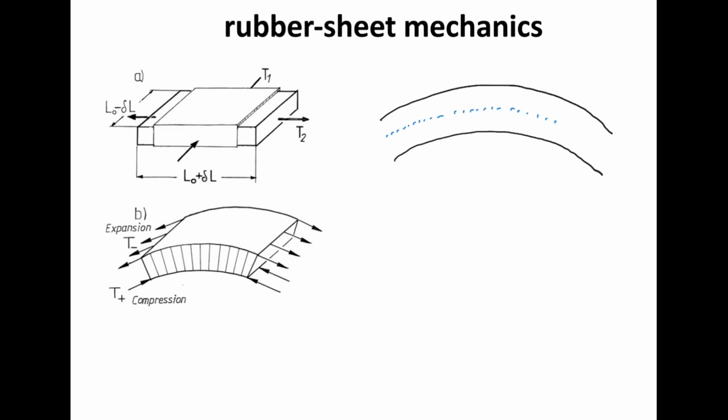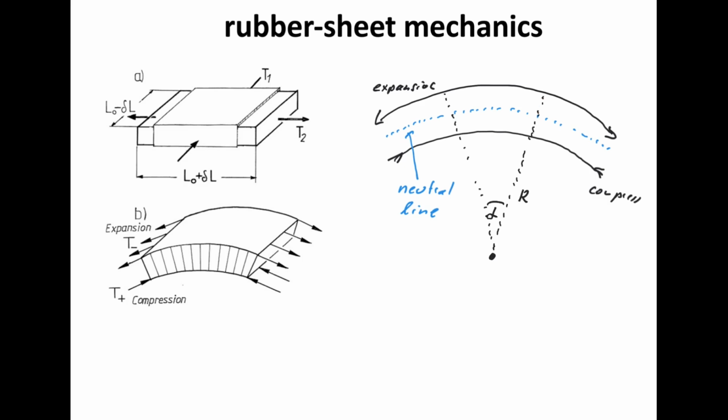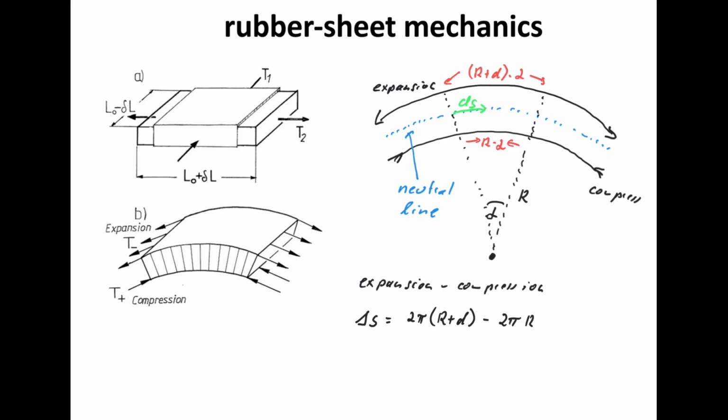Now, to make this a little bit more quantitative, let's assume we have a sheet of thickness d, small d, and that we bend with a radius of curvature, capital R. Now, if we take this sheet and just roll it up into a circular structure, then the outer part of the sheet has a length of 2 pi (r plus d), whereas the inner part has a length of 2 pi r. So there's a length difference in the outside and the inside.